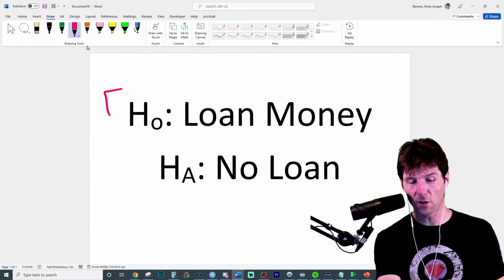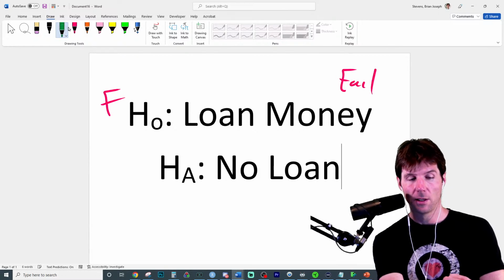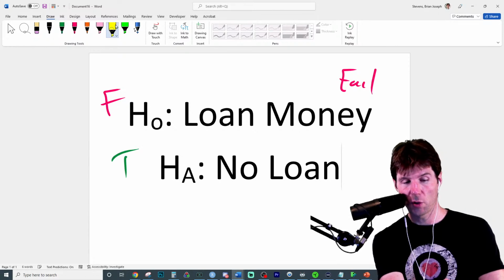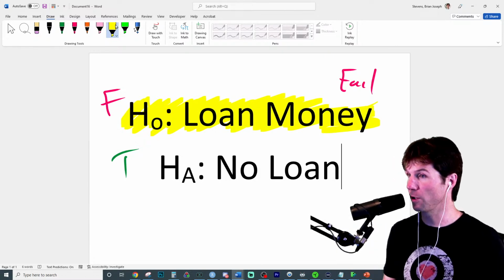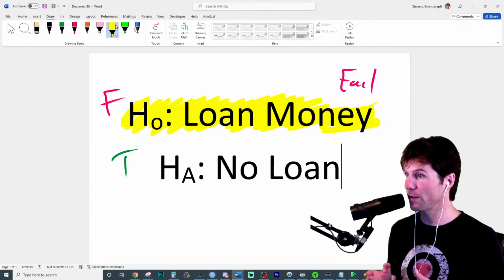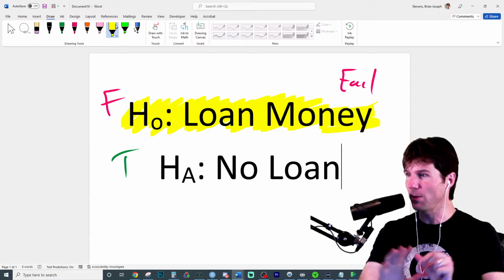So this is a false statement, but we are going to fail to reject it. So you can deduce that it is true that they should have loaned money, or should have not loaned money. Oops. Weird how they phrase this one. The null is false, but we failed to reject it. So it is false that they should loan them money. Like you should say, we should loan them money. You say, that's a false statement.